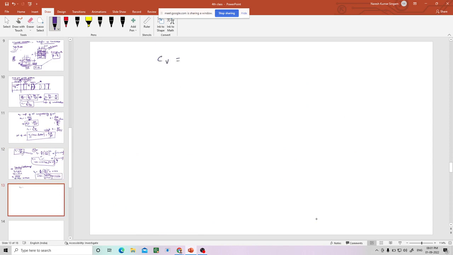CV I can write that: 0.1963 into (12.5 into 10 to the power of minus 3) whole square into 10 into 24 divided by 10 minutes. So this is the CV, and I told you CV will be constant. You can find out CV from the laboratory test like this. Now this CV can be used for field tests also. Now coming to the field, this CV is always constant.